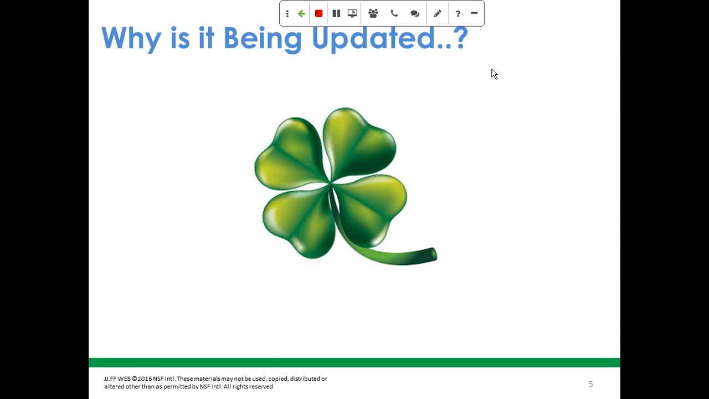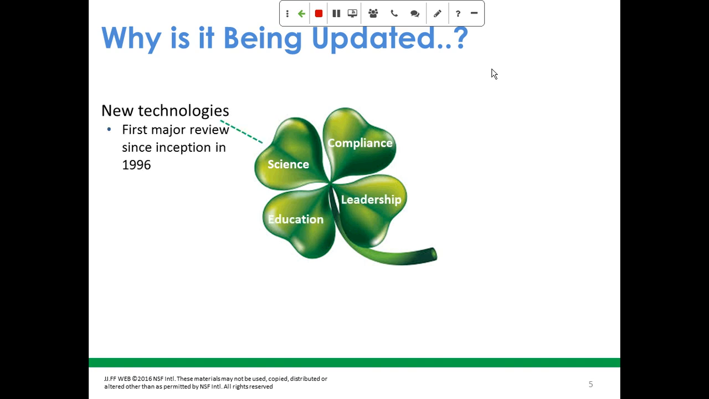Well, here's a quick reminder on why it was updated in the first place. Just taking into account the science, the compliance, the leadership, and the education associated with sterile production. First of all, the science. So this will be the first major update since its inception in 1996, and of course there's been a number of new technologies, new approaches, new components and equipment put in place in that time period. So this seeks to reflect those new technologies in common use in the industry right now.